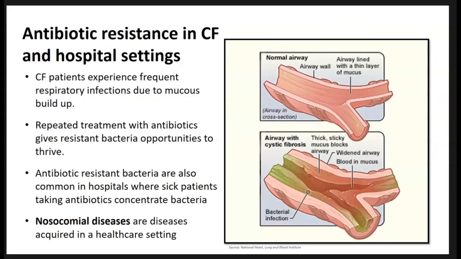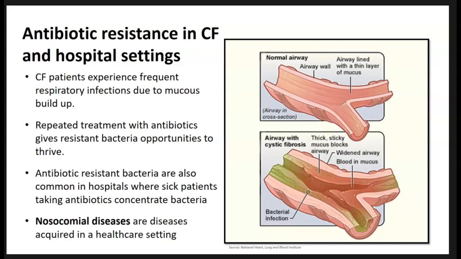Cystic fibrosis in particular is a hotbed for antibiotic-resistant bacteria, and that's because CF patients experience frequent respiratory infections throughout the course of their life. Because they are unable to clear mucus, they develop repeat infections. In order to treat those infections, they are given antibiotics that are necessary to fight back those bacteria. But because they have so many repeat infections, that gives lots of opportunities for resistant bacteria to take up residence within their lungs.